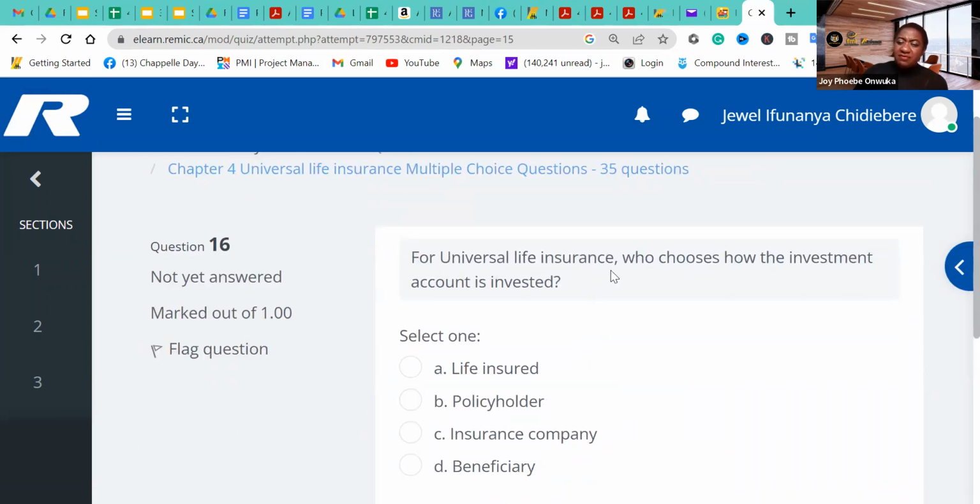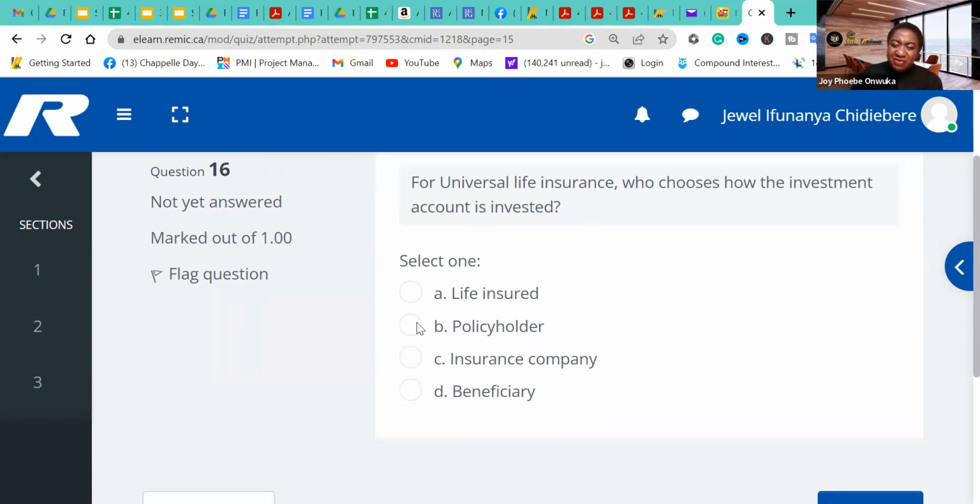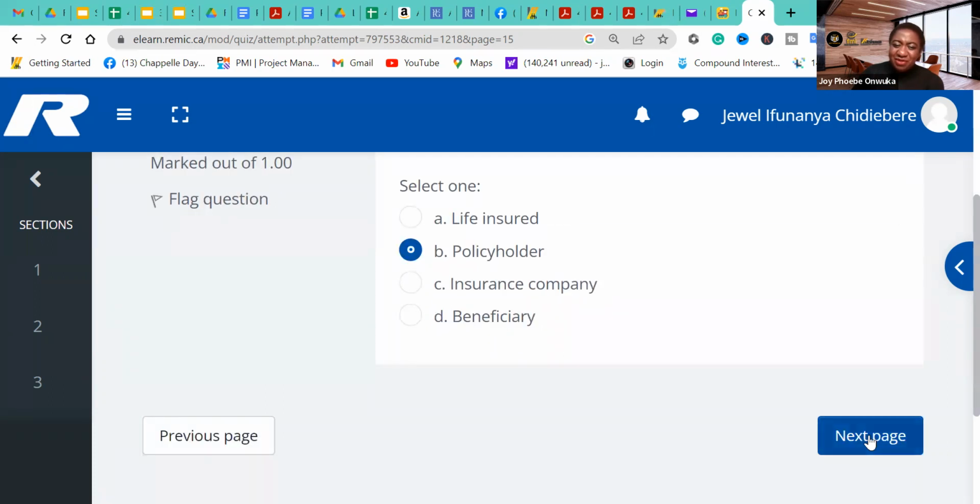Now, for universal life insurance, who chooses how the investment account is invested? It's the policyholder, of course, not the life insured, not the insurance company. Okay, it's the policyholder.